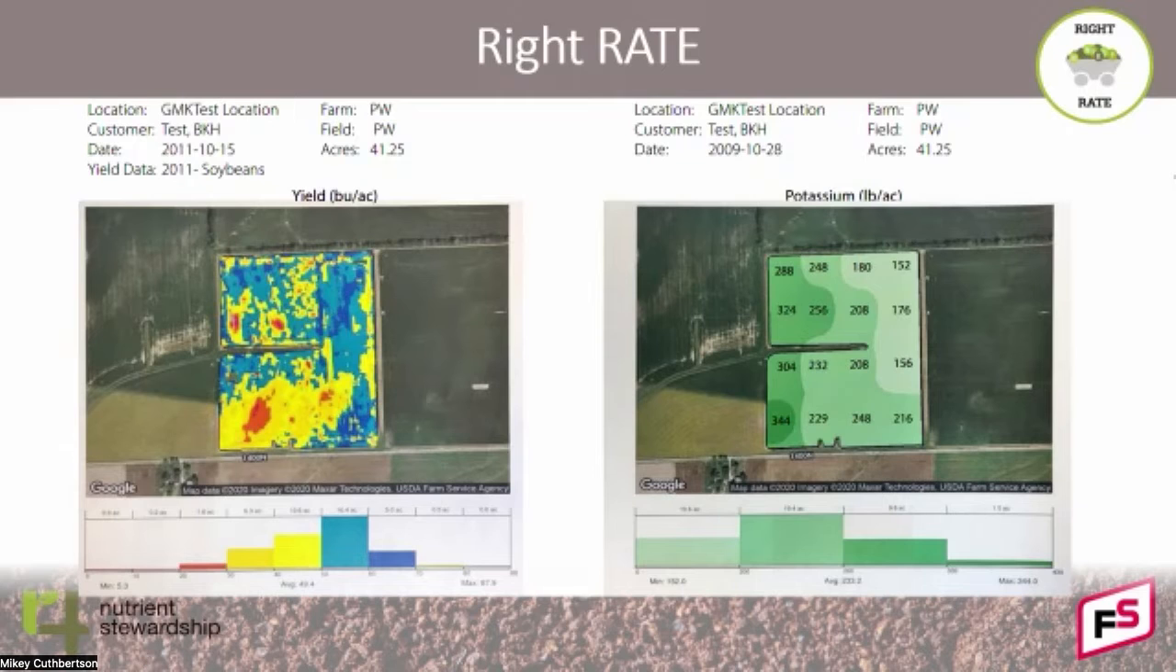The soil test levels are quite high, and that's where our yield is very low. Does that make sense to everybody? It was a bit of a head scratcher. We're pulling those nutrients out, right?